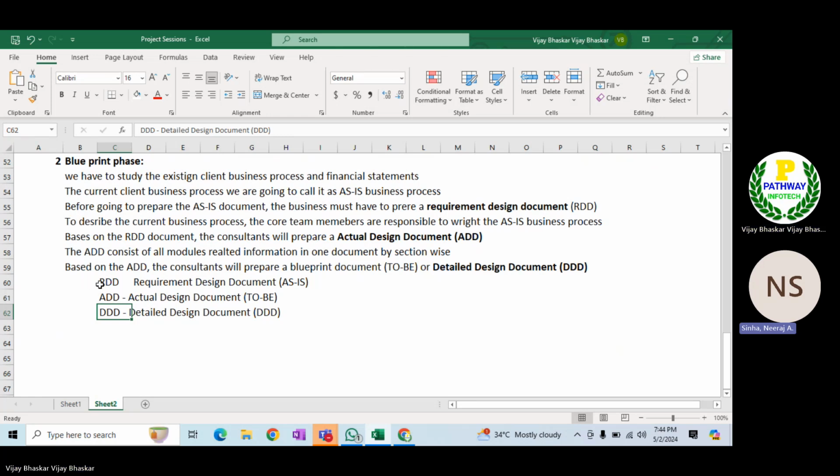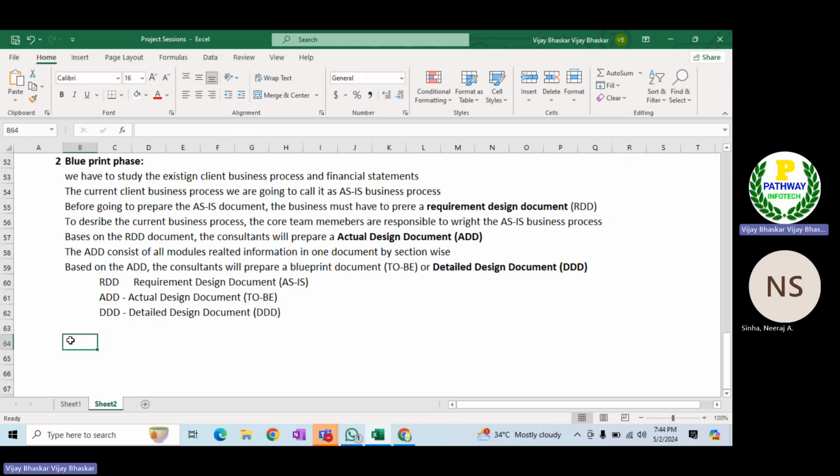Sir, for RDD, ADD, and DDD, will there be a screenshot or anything? They will ask. First, let me complete this one. Definitely, I will explain where we have to take the screenshots from the system and in which document we have to update them. That I will come to. Sure, definitely.